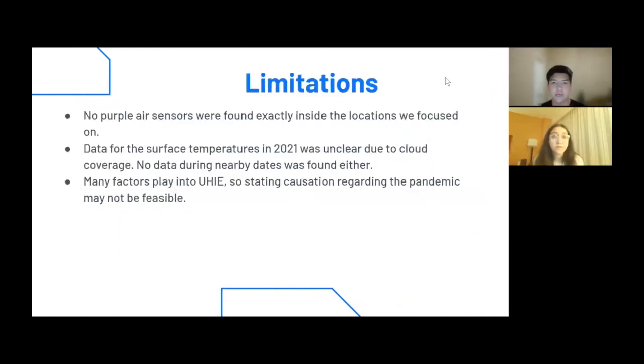So for our study, we had a few limitations. First off, there were no Purple Air sensors directly within our areas of interest, those being Times Square and Central Park. So we used sensors found a bit outside of each area of interest. Additionally, the data for the surface temperature in 2021 was unclear due to cloud coverage, and also no data during nearby dates was found for that either. And also many factors play a role in the urban heat island effect, not only vehicle usage, so stating causation regarding the lockdowns may not be feasible.